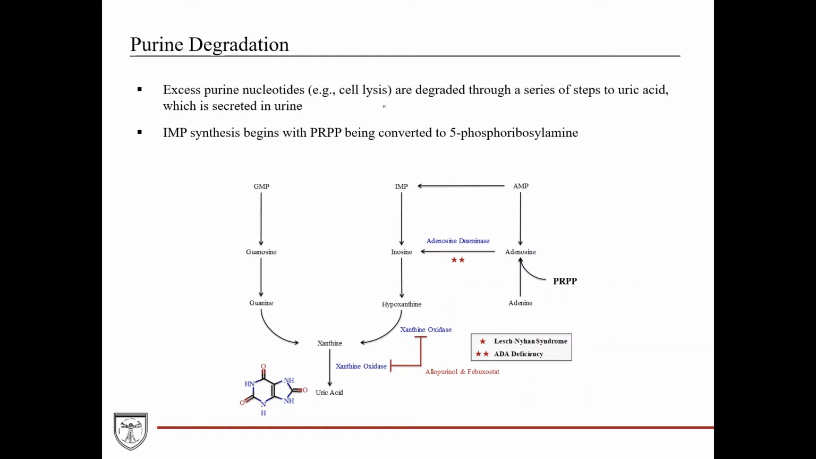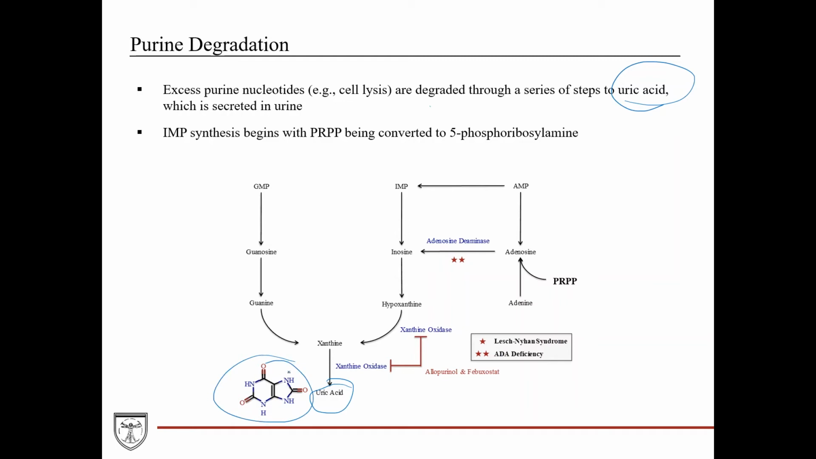Cell lysis, the reason why that would be important is, let's say you have a cancer patient with a tumor and you give chemotherapy. It kills a bunch of cells. Then you're having a much more increased level of purines in the blood. Purines get degraded down to uric acid. So what's important to know is they're degraded through a series of steps to uric acid. So this is the main end product here, is uric acid.